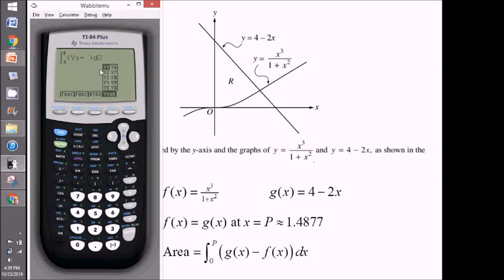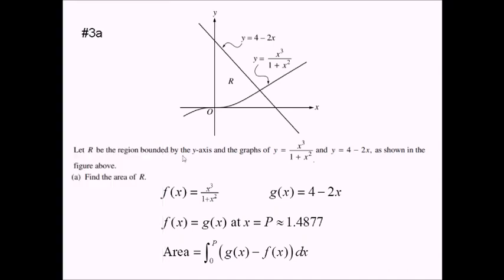Here we go, alpha trace y1, and then we'll have dx. Press enter. That's about 3.215 if I round off. And that's the area of R.